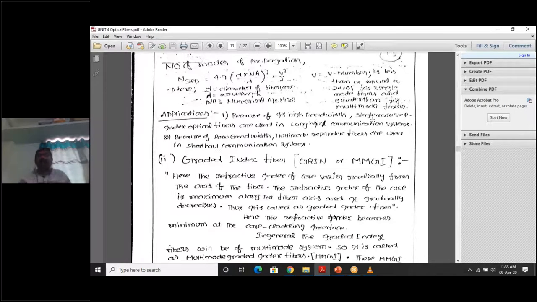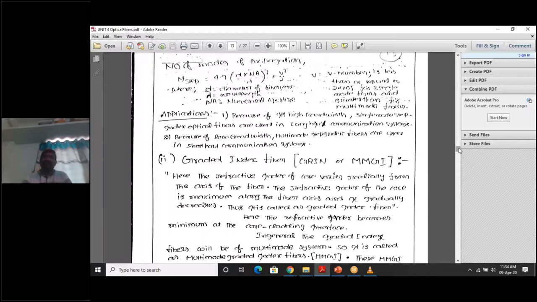Because of its high bandwidth, the single mode step index optical fiber is used in long haul communication systems, that is, long distance travel. Because of its low bandwidth, the multimode step index optical fiber is used in short haul communication systems, which means short distance signal propagation. So multimode step index optical fiber is used to communicate over very short distances, whereas single mode optical fiber is used for longer distances.